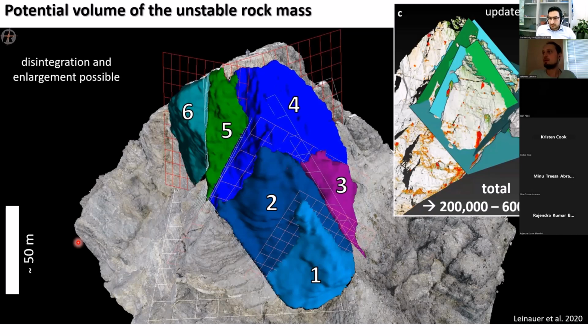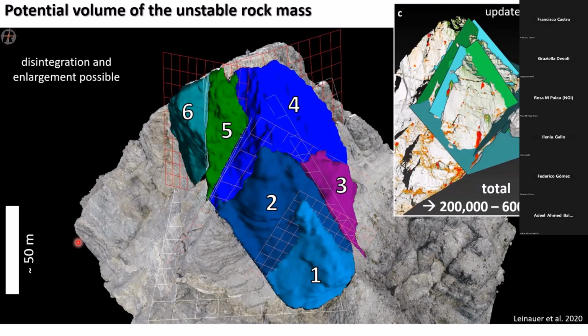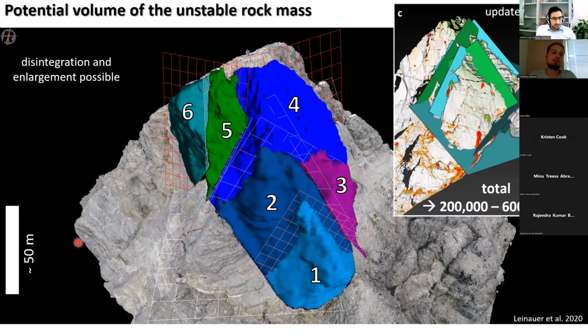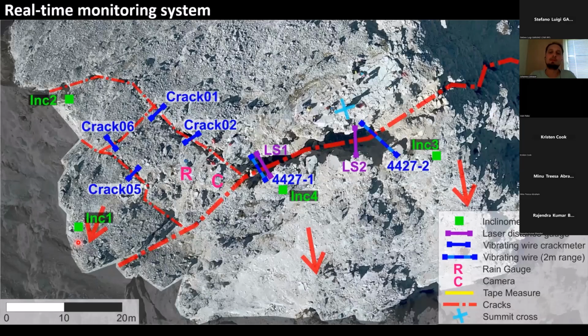Next, of course, we went there and wanted to monitor the site. So we installed a real-time monitoring system. This is a view from the top. We have several crack meters measuring on the lateral cracks. We have 2 laser distance gauges measuring the opening of the main crack. We have inclinometers that measure the tilt of the different blocks. And we also have a camera and a rain gauge. The data are transmitted every 10 minutes.